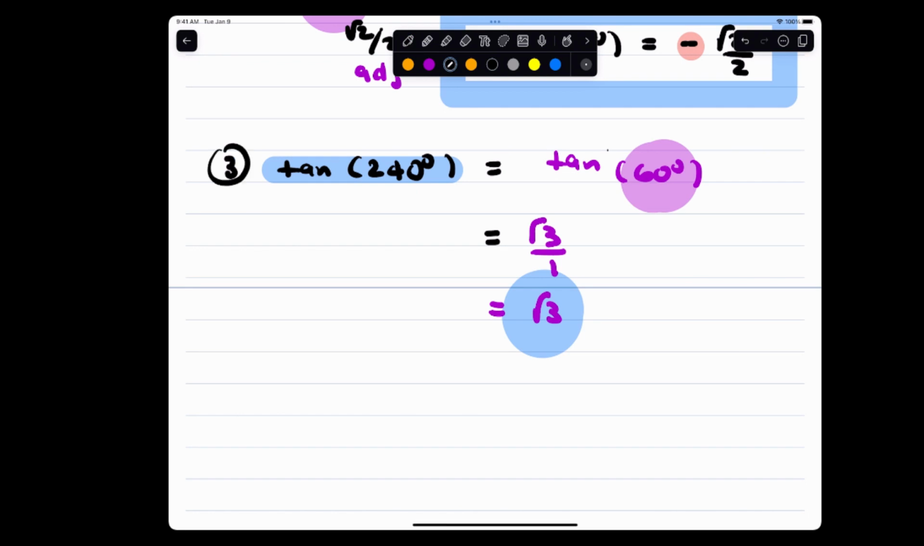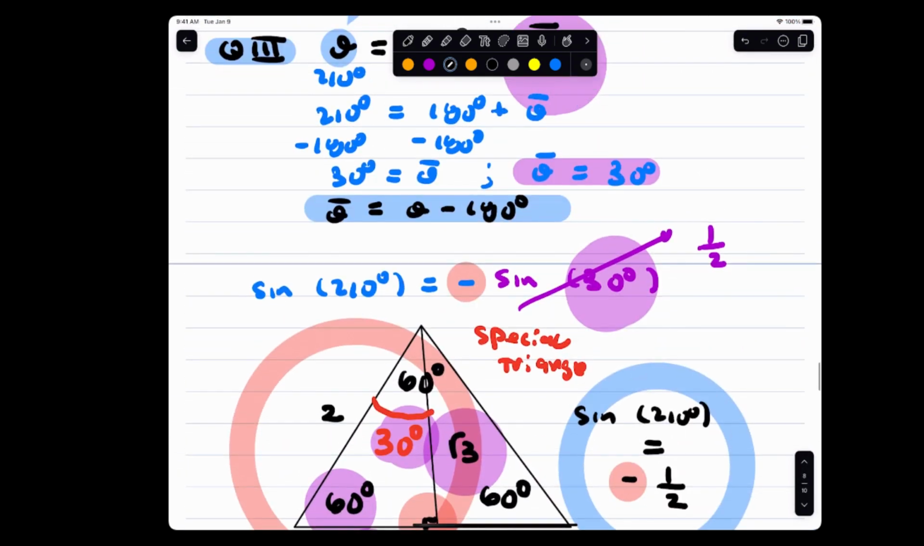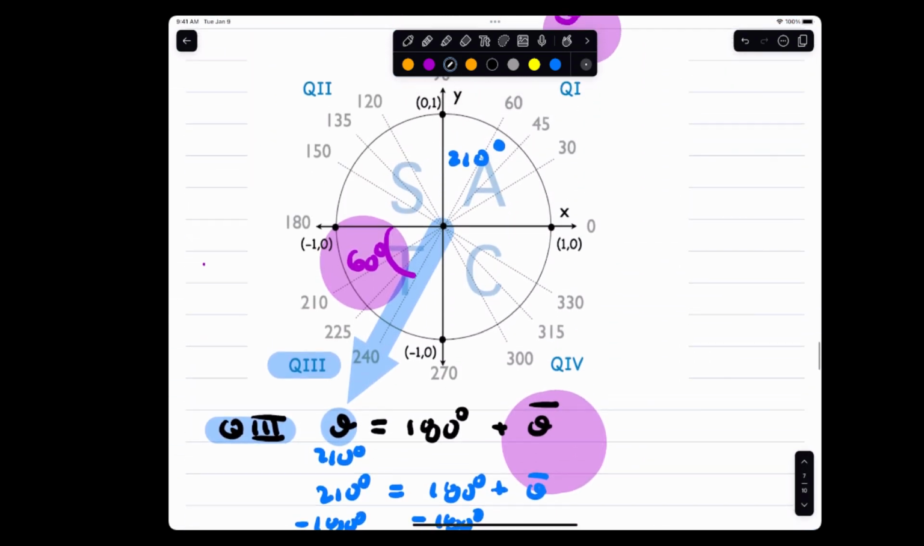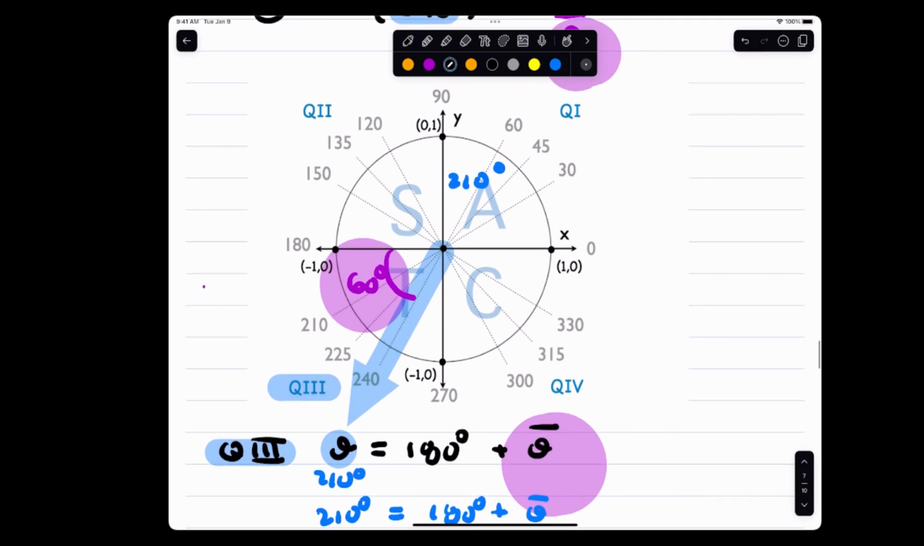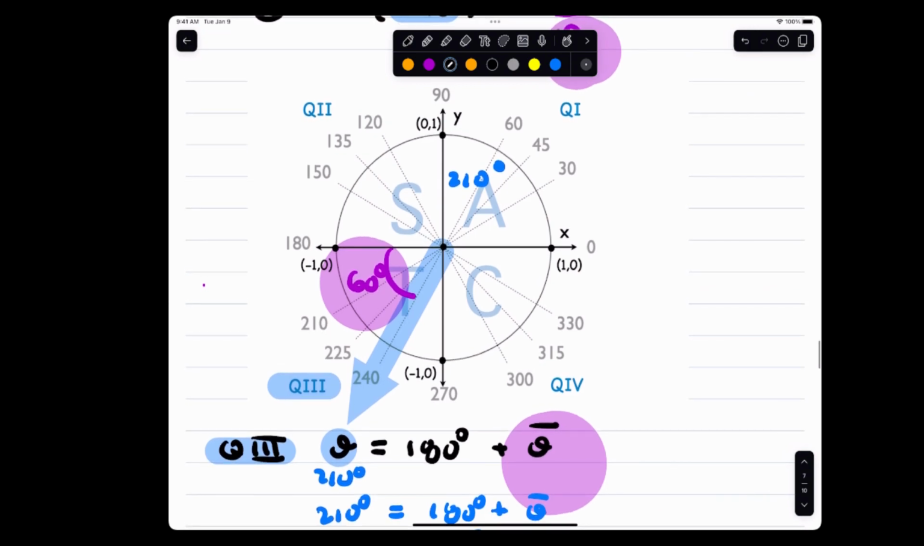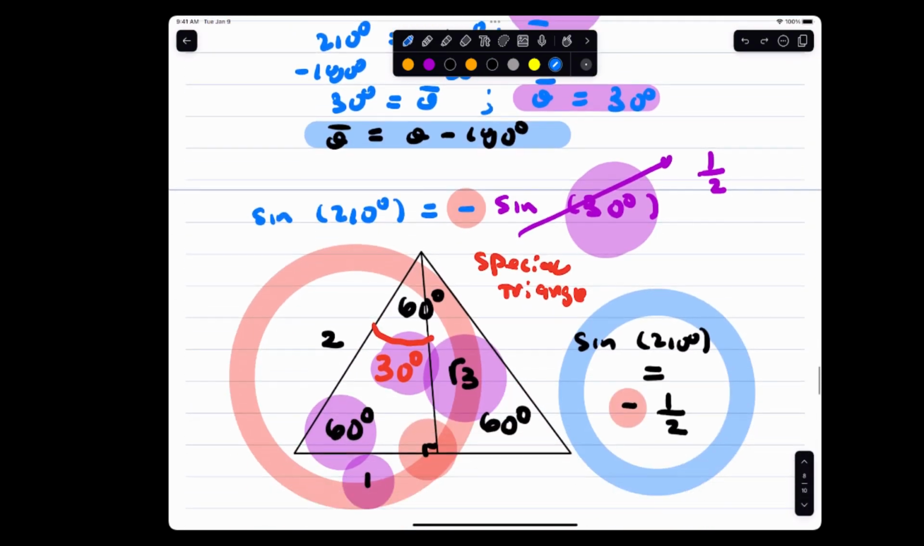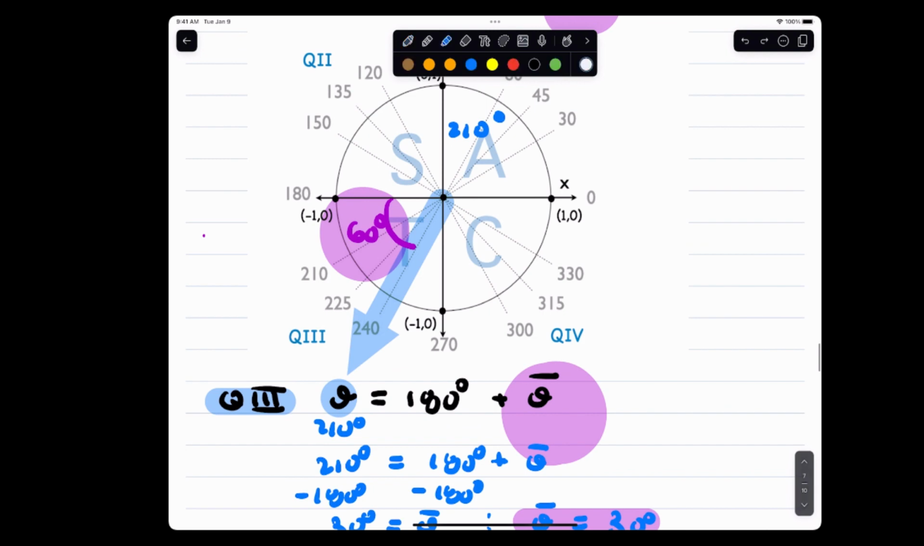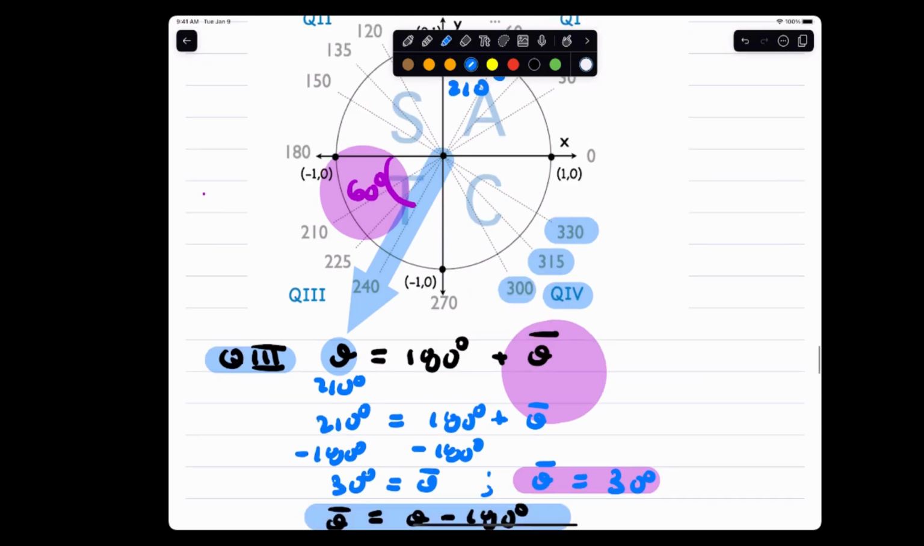Now this is for quadrant 3 angles. So last time we worked on quadrant 2 angles. What do you think will come next now? Quadrant 4 angles. Yeah, so we're going to look at quadrant 4 angles now. So we're going to focus on quadrant 4. Now, you might say, well, what kind of angles are in quadrant 4? 300, 315, and 330.